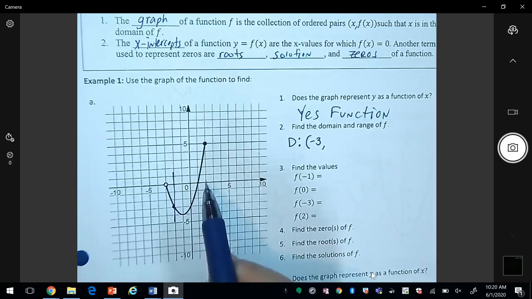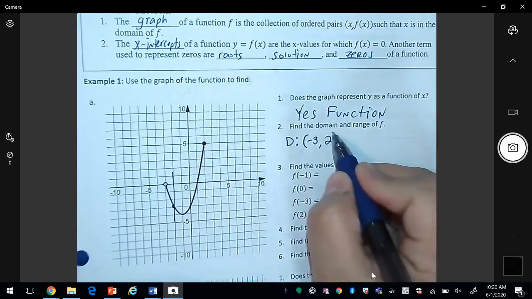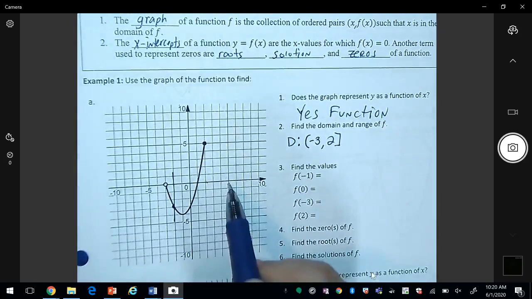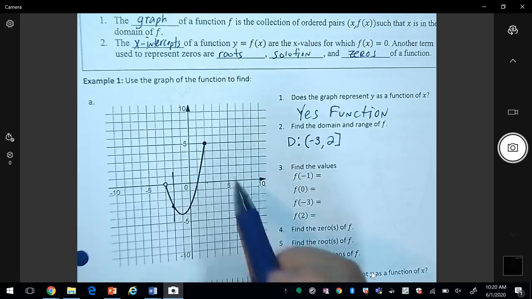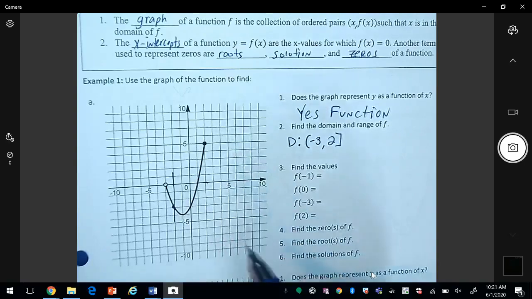If you notice at x equals 2, we are still part of the graph. And at x equals 2, we have a closed dot, so we use a bracket. The 5, for example, if we go up or down, doesn't touch the graph, so these numbers after 2 are not part of the domain.